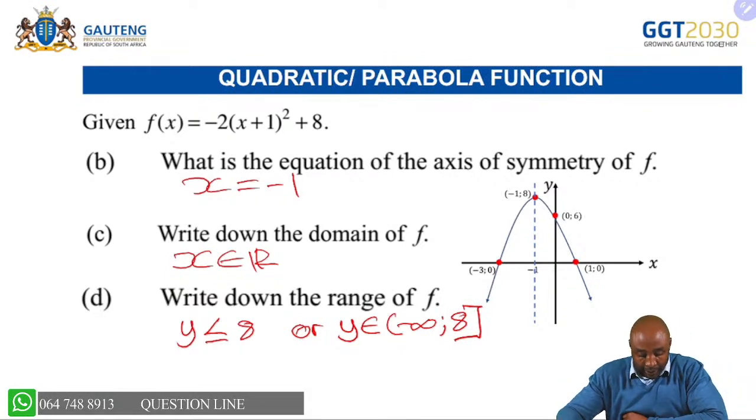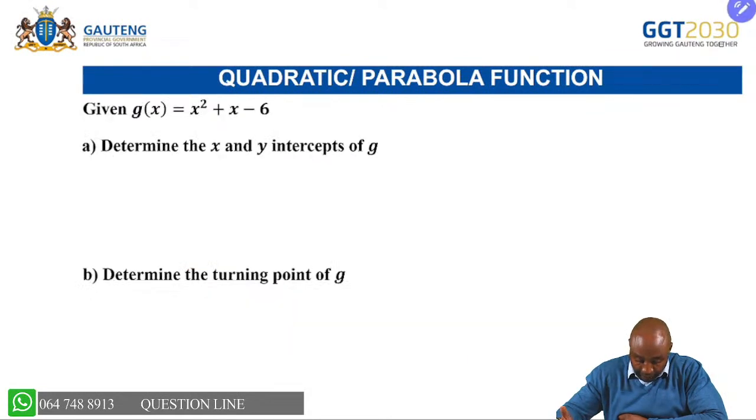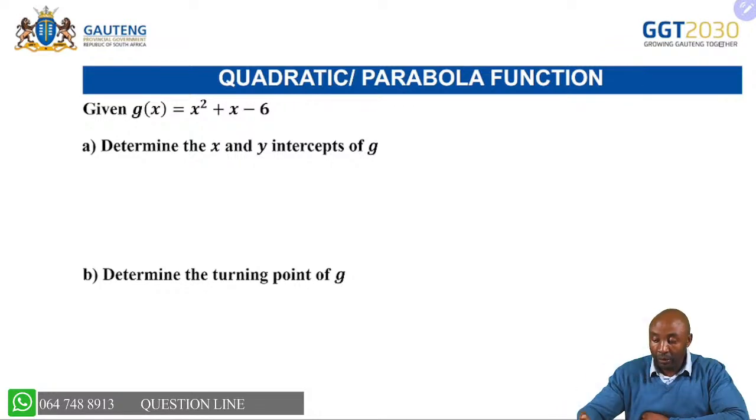Easy one. Now, I'll give you a chance to answer the next question. You are going to determine the intercepts, and then you're going to also determine the turning point, and the next question is sketching. So determine these and sketch. I'll give you 3 minutes.